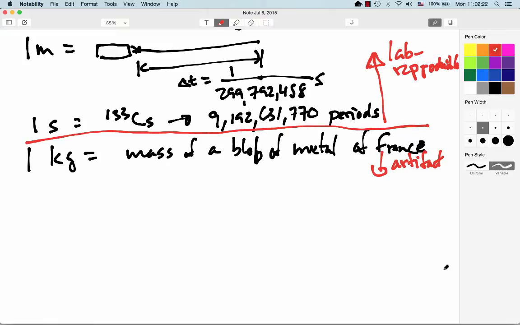In fact, every decade or so, the major national authorities take their copies of the International Kilogram. The United States National Institute of Standards and Technology is custodian of copies 3 and 13.